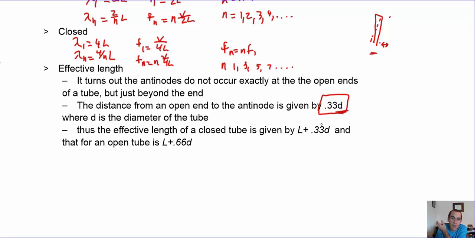And you guys saw this in lab. Our results didn't quite match up, and they matched considerably better when we took into account that the effective length of the tube is a little bit longer because that antinode occurs outside. Now we have to add on 0.33d for each open end. So if we have a closed tube, we add on the length of the tube plus 0.33d. If we have an open tube, then we've got to add that on twice, once for each end. So the effective length, if you will, L effective, is given by L plus 0.66d.